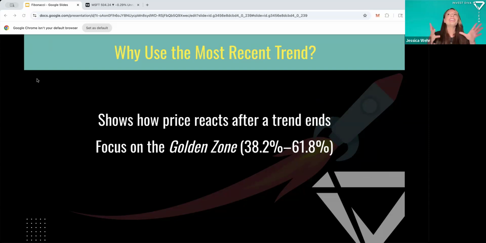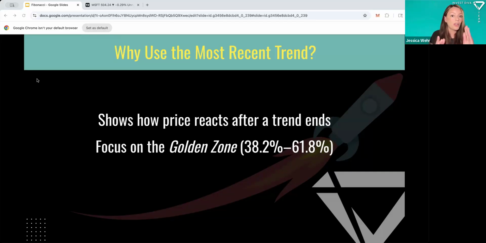Why are we picking the most recent trend? Because it's the point of Fibonacci. So we're seeing how price behaves once a trend has ended or completed, especially around that golden zone. So say a stock goes on an uptrend and then it starts reversing. At that point, we're going to put Fibonacci on that uptrend and then see what happens.